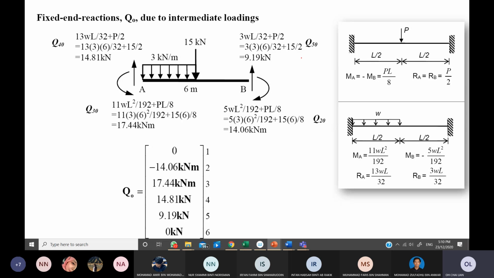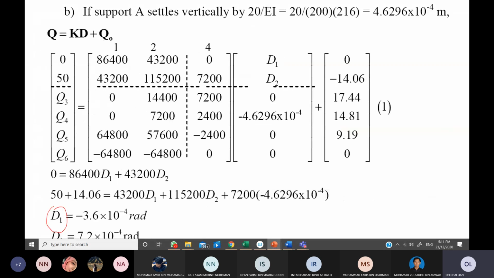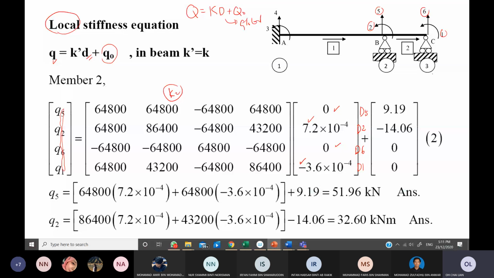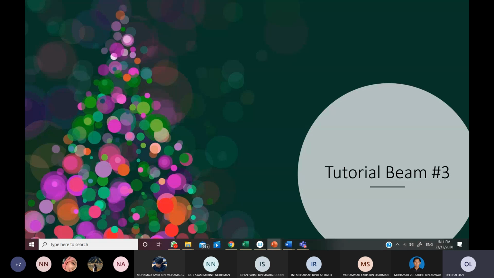So it will be this one, 5, 2. You can get this value here, following this will be the Q5 node, Q2 node, Q6 node, and Q1 node. Once you have formed this local stiffness equation, you don't need to find all, you just need 5, 2, 6, 1.